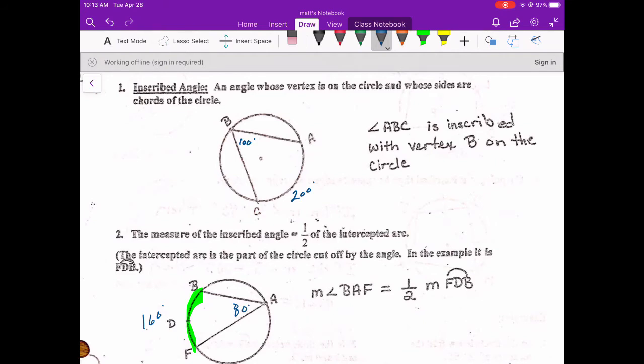Inscribed is inside, the vertex is on the circle, and the measure of the inscribed angle is half of the intercepted arc. Let's slide over and do an example to really drive this point home.